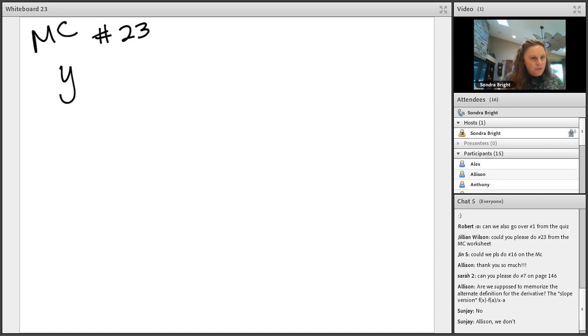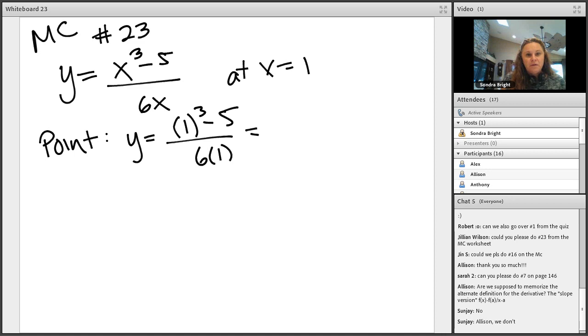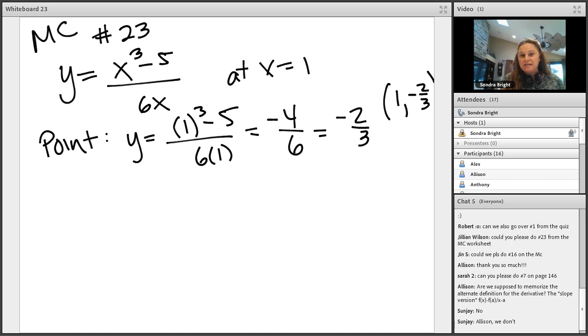All right, so they gave you y equals x cubed minus 5 all over 6x at x equals 1. They want the equation for the tangent line off the curve. Okay, so you need a point, and that's just plugging in when x is 1, which is what, -4 over 6, which is -2/3. And so your point will be 1 comma -2/3, because it's an x comma y point.